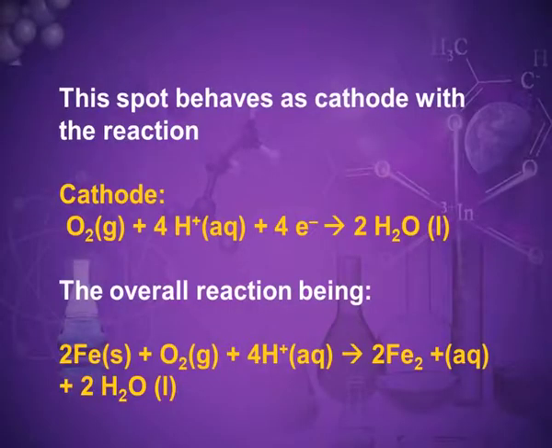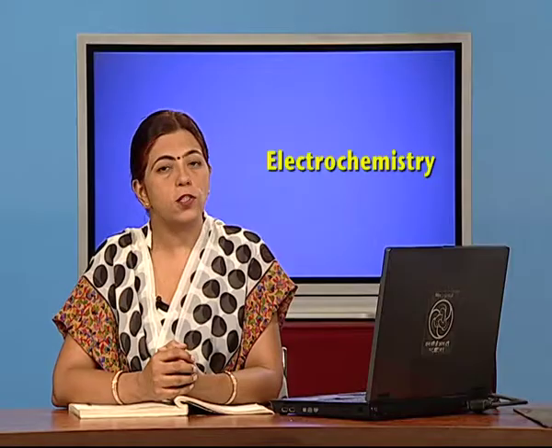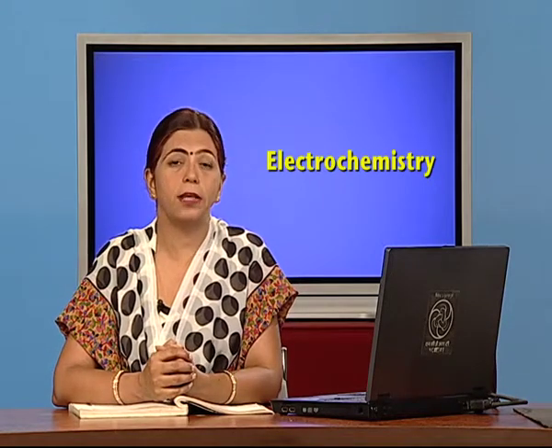I have already explained to you, oxidation takes place at anode and reduction takes place at cathode. And oxidation is the loss of electrons and reduction is the gain of electrons. In this way, the iron is oxidized to the ferrous state, which is further oxidized to the ferric state. Then the iron in the ferric state reacts with the water to form ferric oxide. Chemically, the rust is Fe2O3.xH2O.